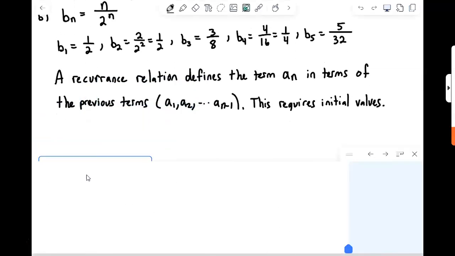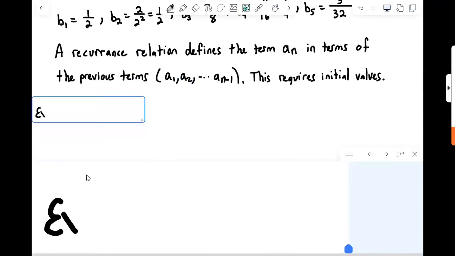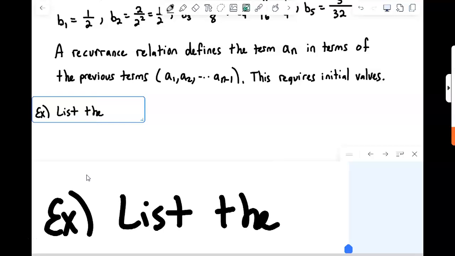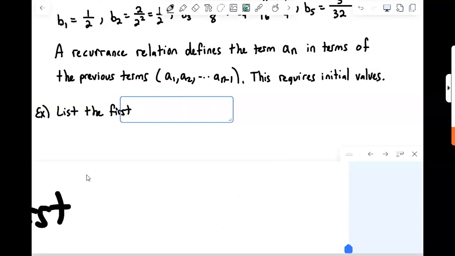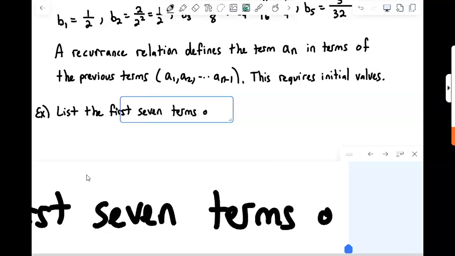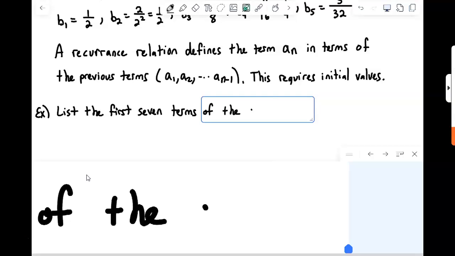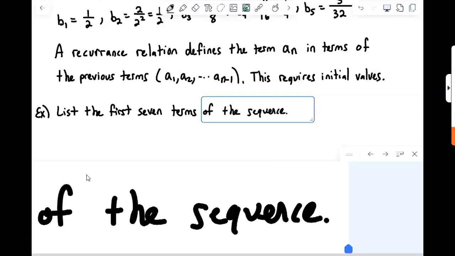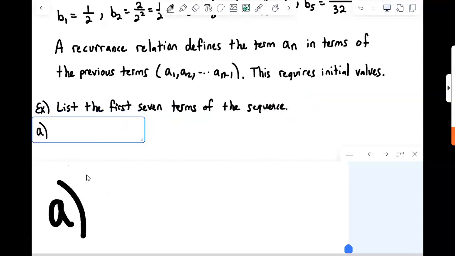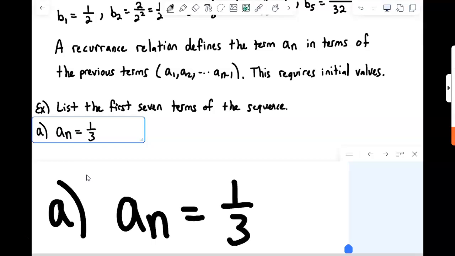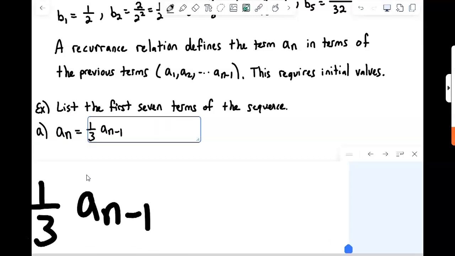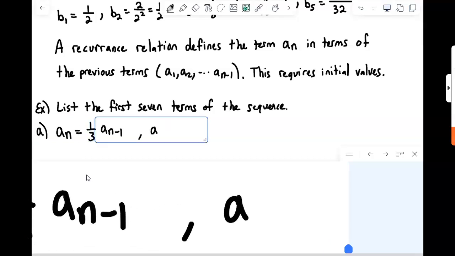So let's see some examples here of some recursive functions. In this example, we want to list the first 7 terms of the sequence. Let's look at our first example. Let's say that a_n is defined to be 1/3 times a_(n-1). So it's 1/3 of the previous value. And let's say that we're told the initial information, a_1 equals 2.